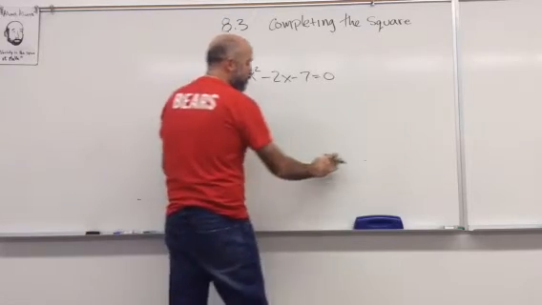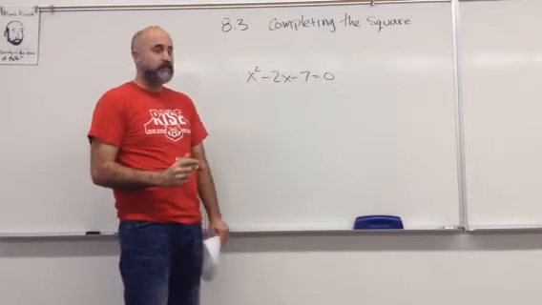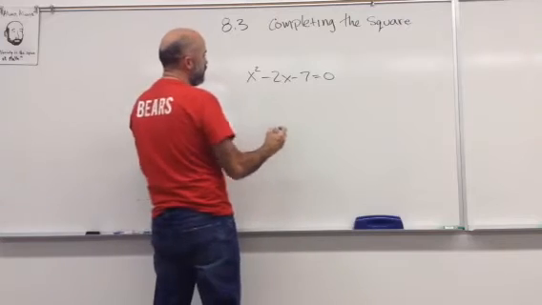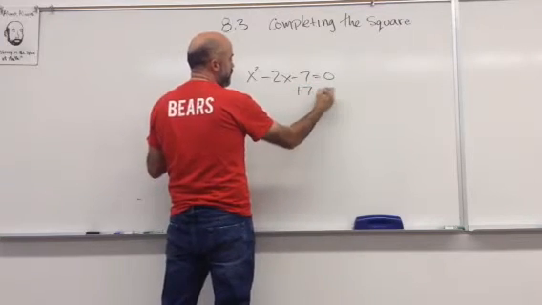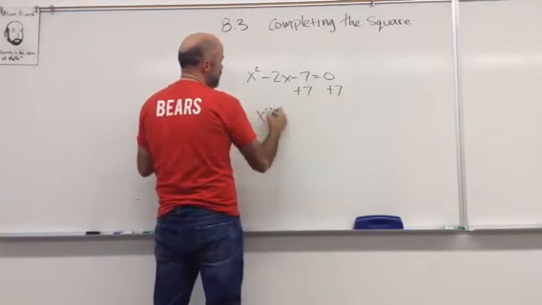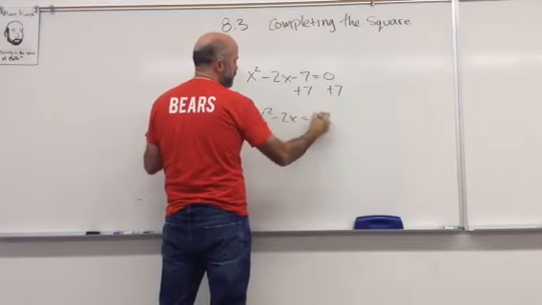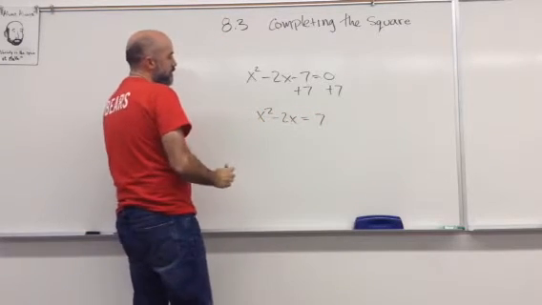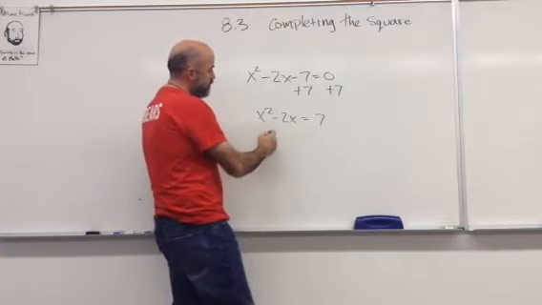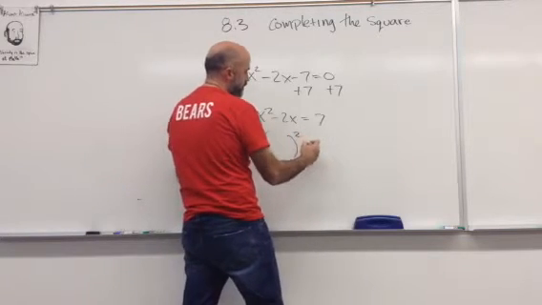Okay, we're back. I'm hoping that you did push pause and that you tried this on your own. First thing we do is add 7 to both sides. x squared minus 2x equals 7. Okay, now from here we can skip to the end.